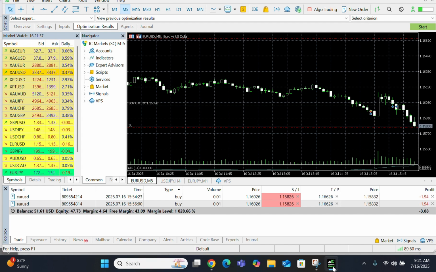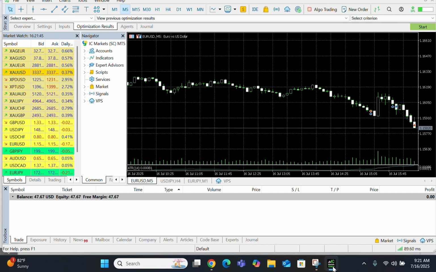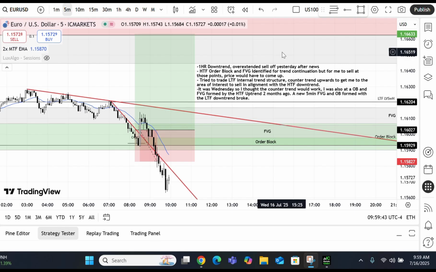And that trade was a loss. So I ended up losing this trade. I just did my write-up for this trade so that I would have an idea of what I saw when I was taking this entry.